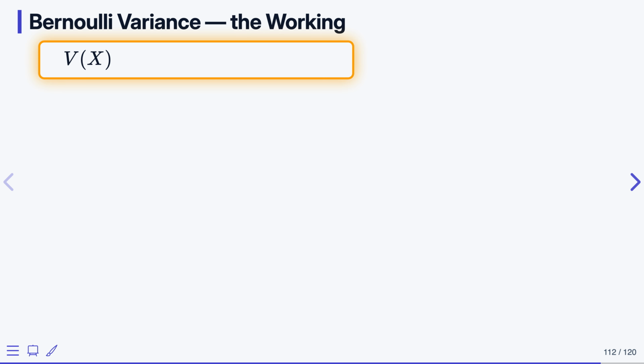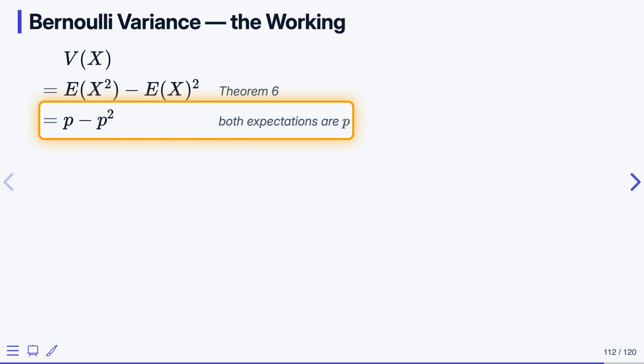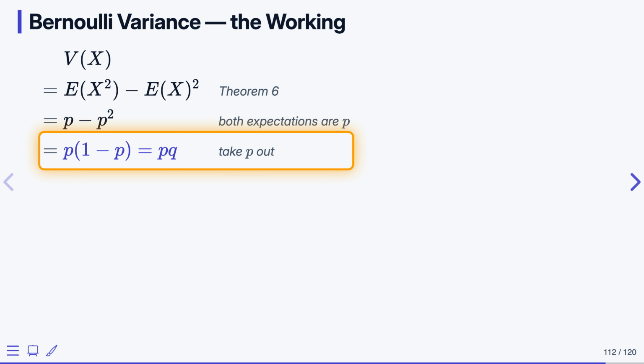We want the variance of x. Theorem 6 says the variance is the expected value of x squared minus the square of the expected value. Both expectations are p, so we get p minus p squared. Take p out of both terms. The variance is p times 1 minus p, which is p times q.